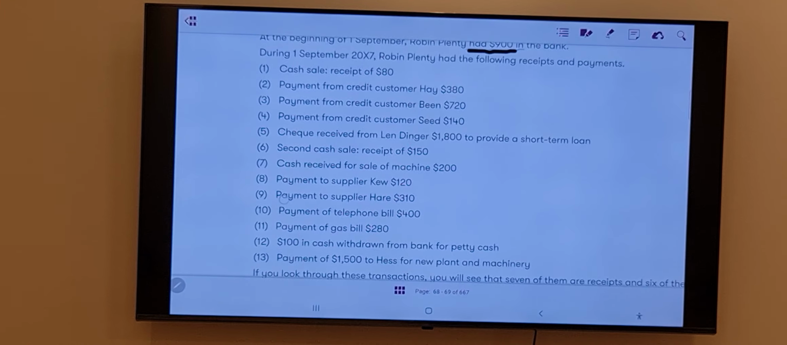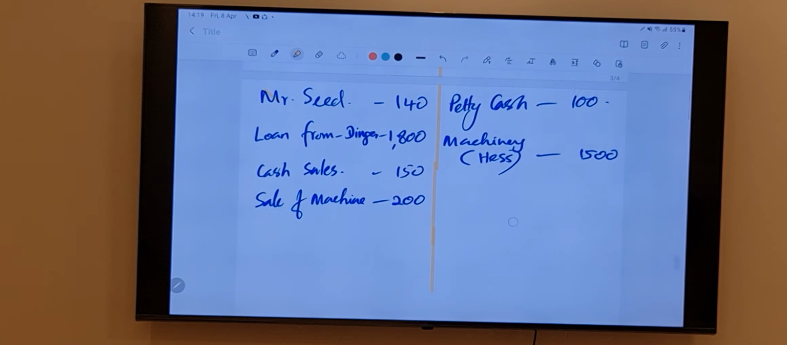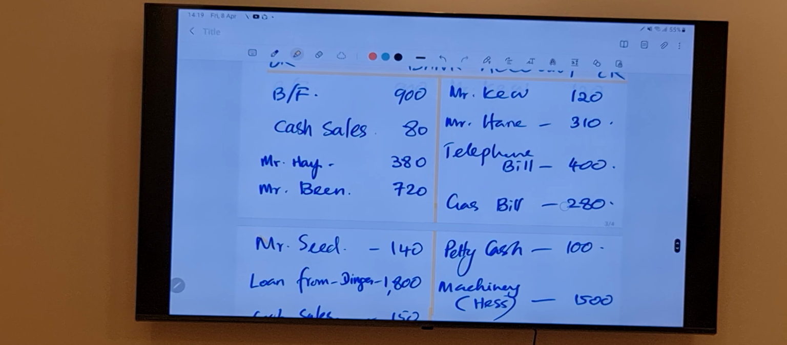Khalas. Now what you need to know? You need to know how to balance this. That's very important. How to do this? Any idea?